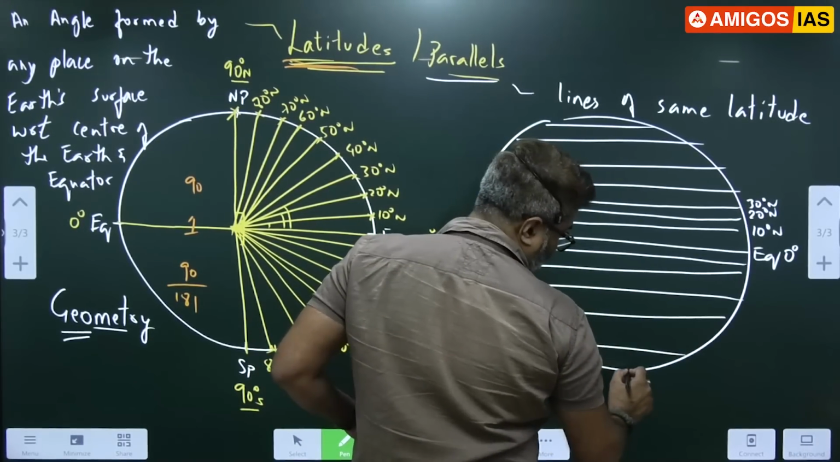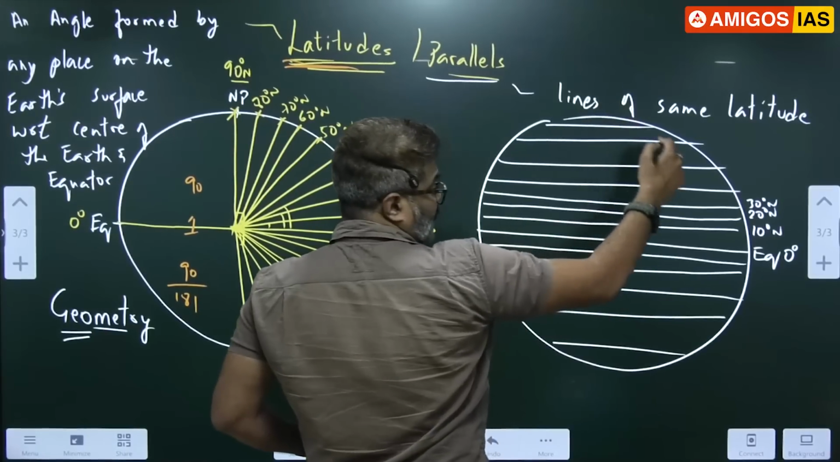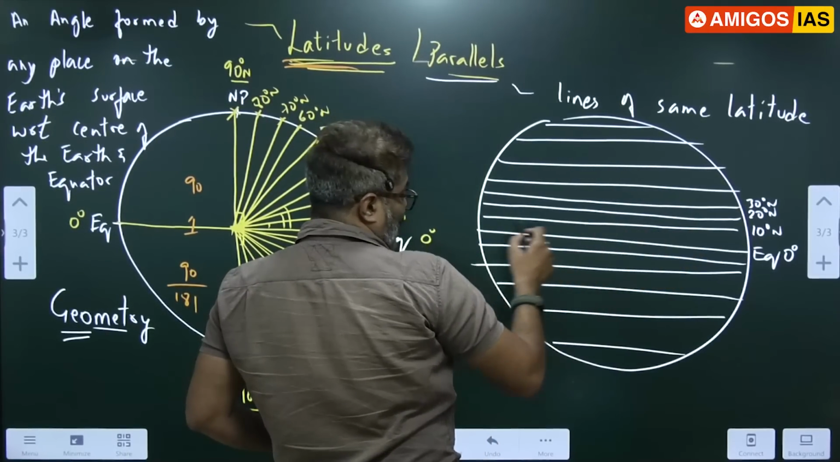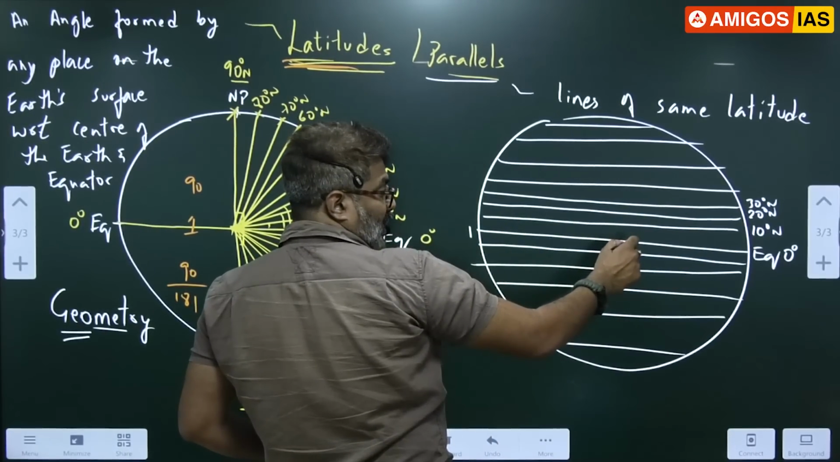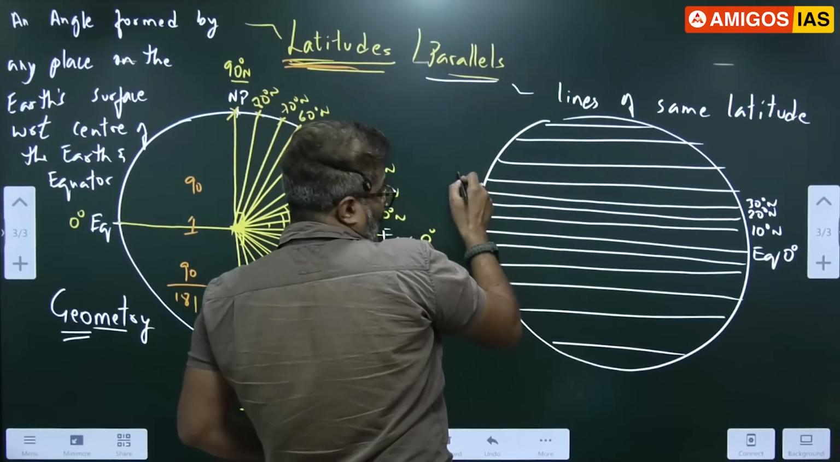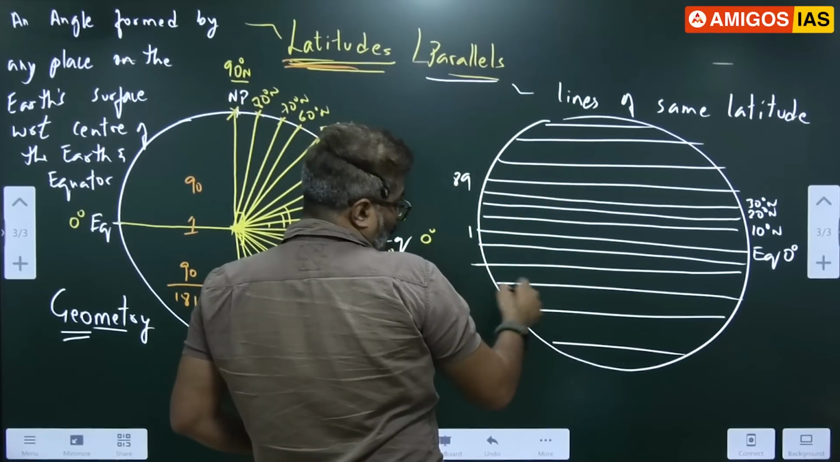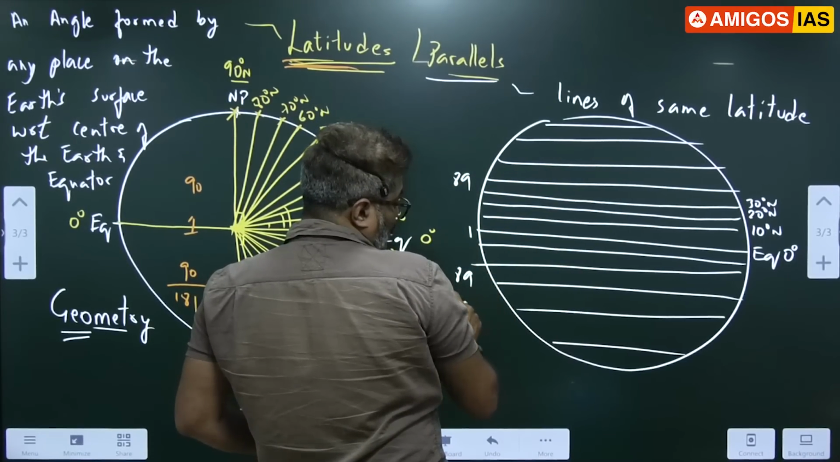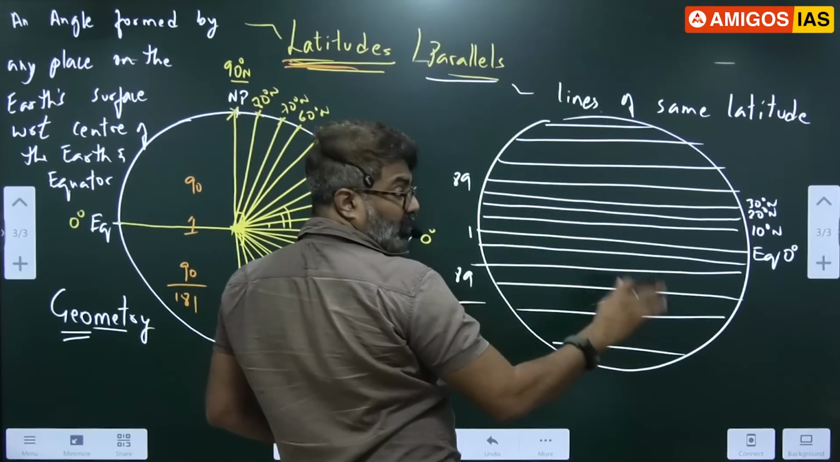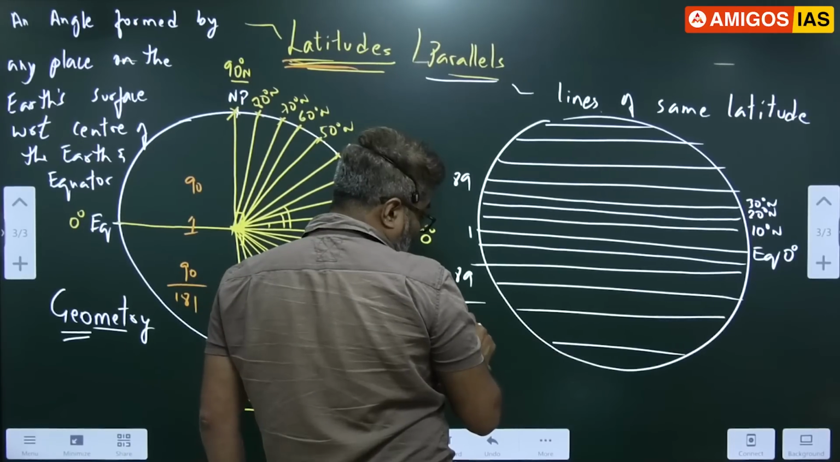Except 90 north and 90 south. That means you can write 0 degree is one parallel. To the north, 1 to 89 we can draw. South also 1 to 89. Correct? 90 north, 90 south we can't draw. So overall 179 parallels are there.